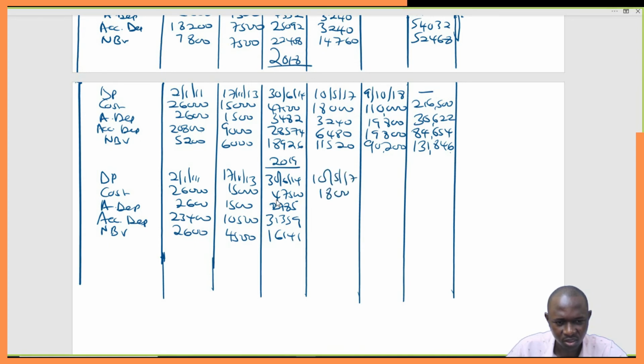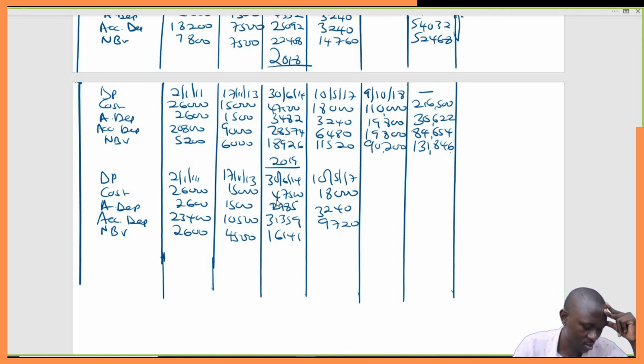This is 18,000. Depreciation is 3240. This will give you 3240 plus 6480 plus 6480. That gives you 9720. So the accumulated depreciation is 9720 minus 18,000. That gives you 8280.